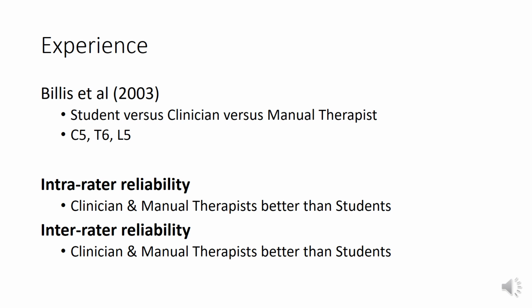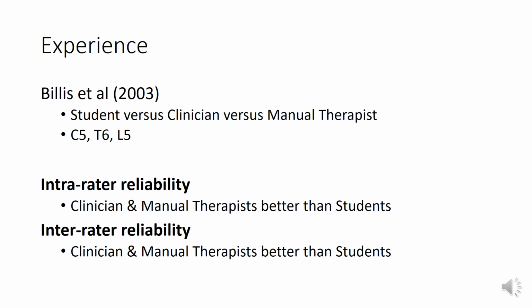Jumping straight into the reliability findings, what they found was that the more experienced clinicians had better reliability than the students for both intra-rater and inter-rater reliability. This is probably not so surprising, given that experience can be an important factor in terms of reliability. Nevertheless, there are also a minority of studies that have looked at this indirectly and found clinician experience level to be a non-influencing factor for reliability. But in general, clinician experience does affect reliability.